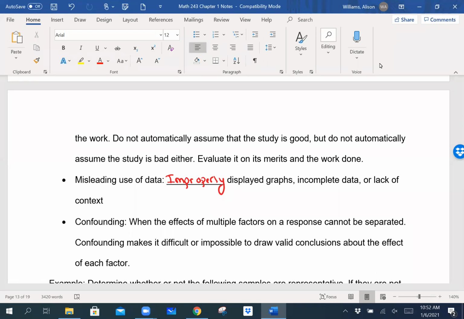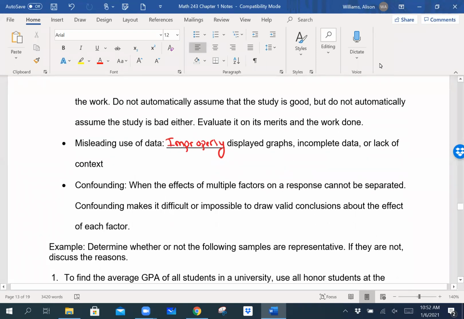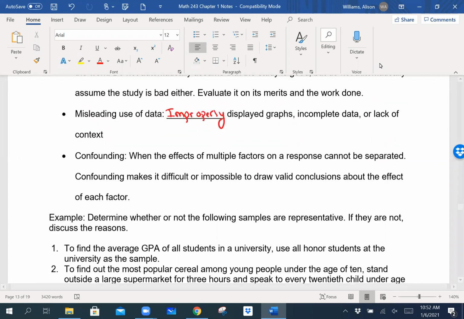That's misleading. And then confounding is when some responses cannot be separated. So that makes it hard to draw conclusions when all of a sudden you realize that there was something maybe you didn't consider that popped up during a study. Like if you're studying if exercise helps people lose weight and you realize that people who are exercising are also eating well, that's confounding because maybe it's the two things together. So is one causing it? Is both causing it? Is the other one causing it? That's a problem in a lot of studies.